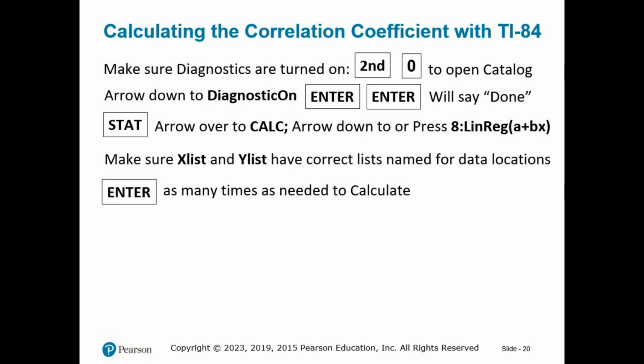Now press the Stat button, arrow over to the Calc menu, then arrow down to or press 8, linear regression a plus bx is what it says. It will give you a chance to change X list and Y list to make sure you have them listed correctly. If you put those numbers into L3 and L4 or some other list, make sure that you change those. Then press Enter as many times as needed to calculate. If you need to pause the video so you can get these notes down, you can do so. They're in your lecture notes as well.